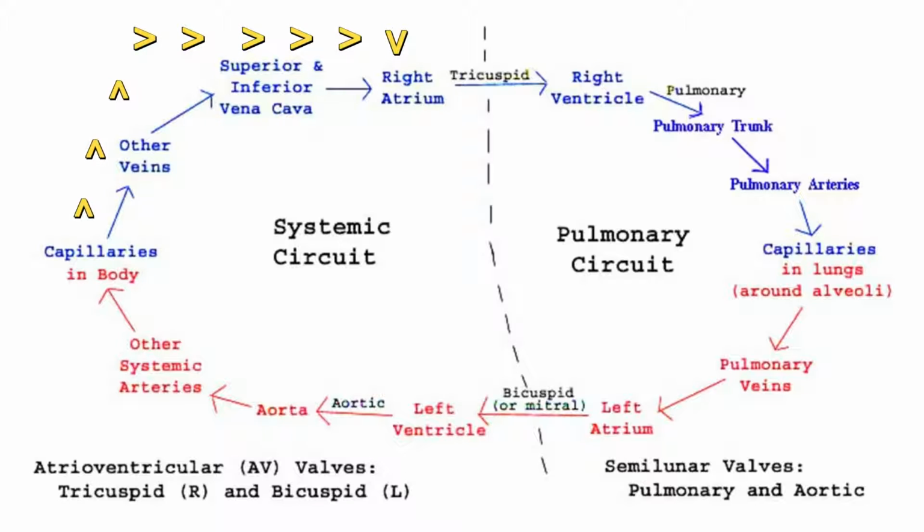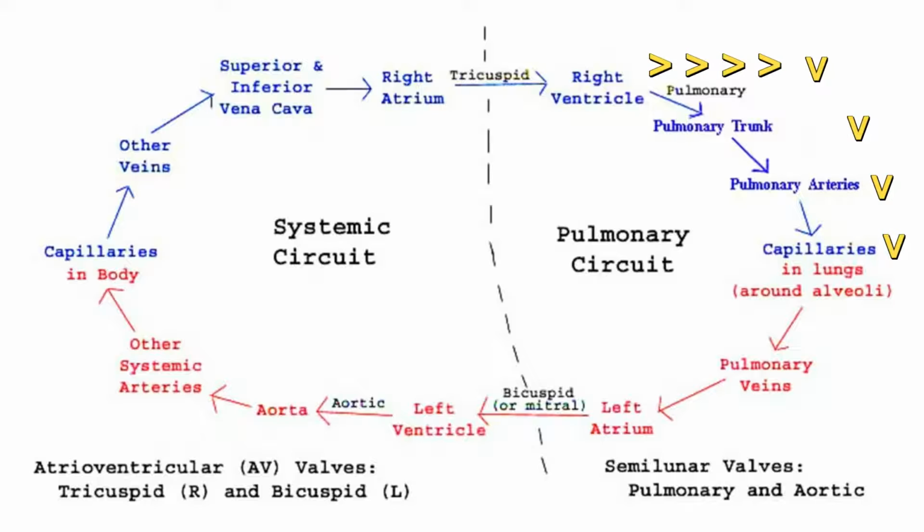Deoxygenated blood from the whole body comes to the right atrium through the superior and inferior vena cava. With the contraction of the right atrium, deoxygenated blood enters the right ventricle via the opening of the tricuspid valve. From the right ventricle, as soon as the right ventricle contracts, the deoxygenated blood enters the pulmonary trunk with the opening of the pulmonary semilunar valve.